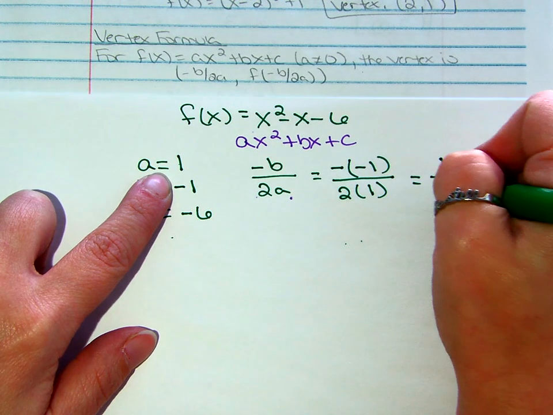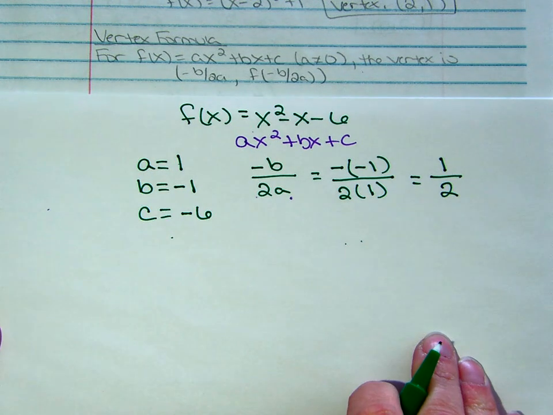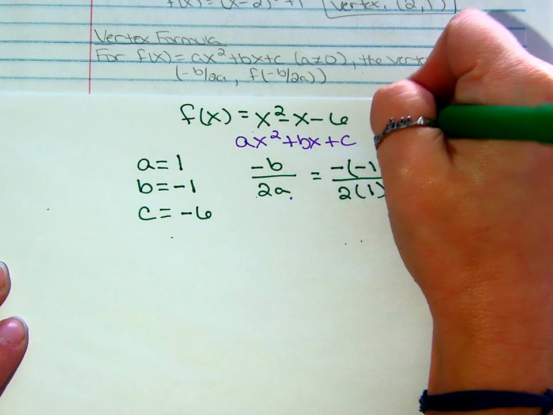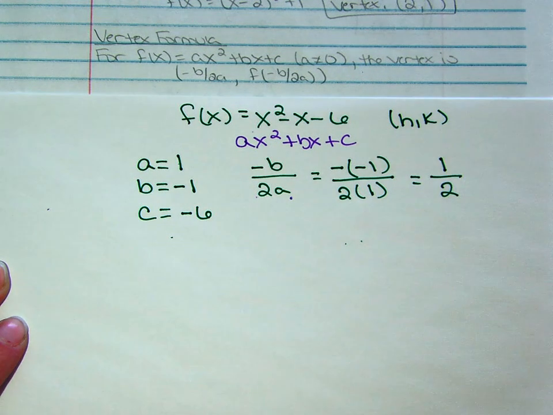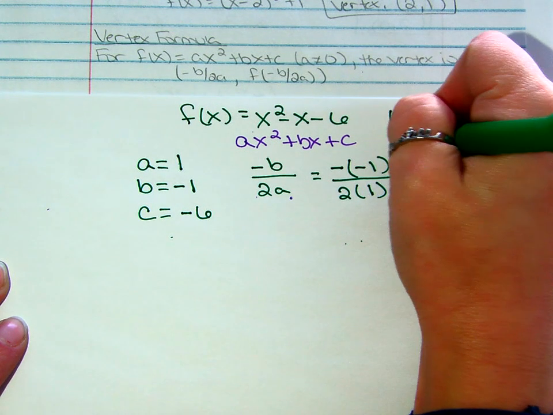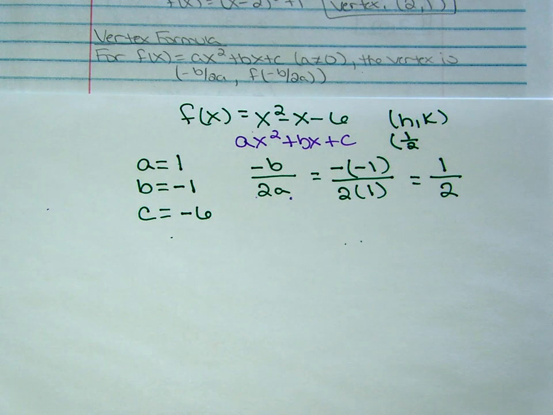So my vertex is going to be in the form (h, k). I just found that the first part is 1/2. Halfway there. Unfortunately, that's the easiest part. The other part's not hard, but you do have to do algebra. More algebra than what we just did.